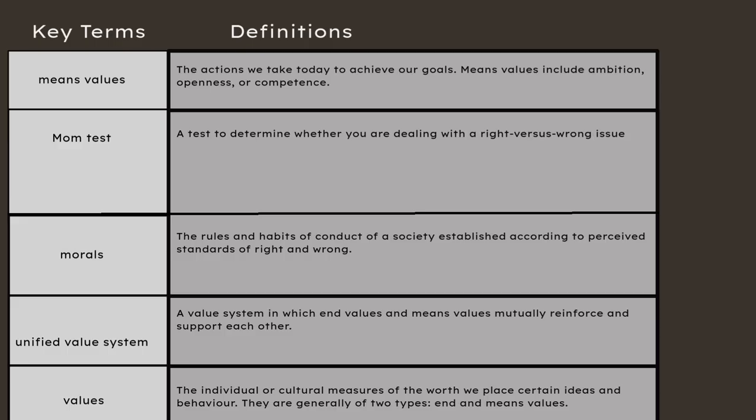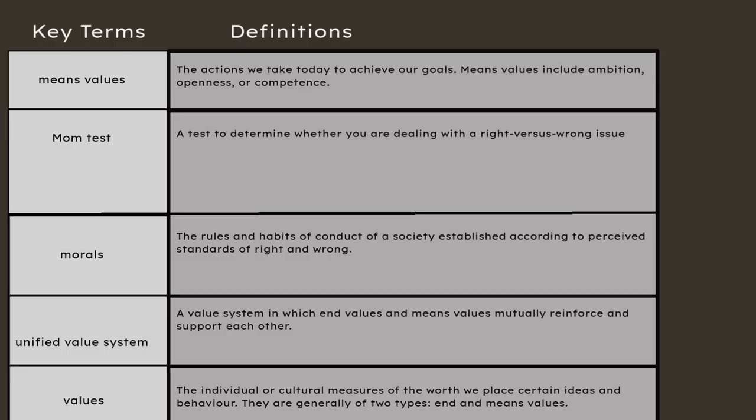Means values are the actions we take today to achieve our goals. Means values include ambition, openness, or competence. The MOM test is a test to determine whether you are dealing with a right versus wrong issue. Morals are the rules and habits of conduct of a society established according to perceived standards of right and wrong.